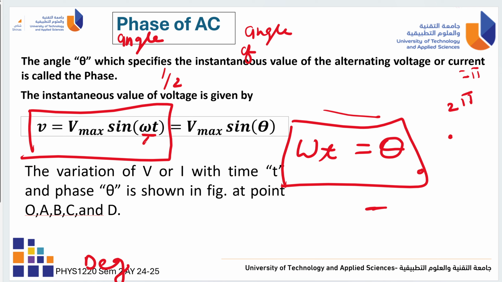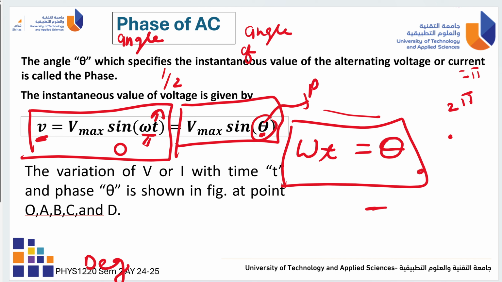Now this omega t is in the form of time, but I can write it in the form of the phase angle. You can see in this formula, the instantaneous voltage is equal to V maximum sine theta. So here, what is this theta? This theta is a phase, or we say the phase angle of the wave.